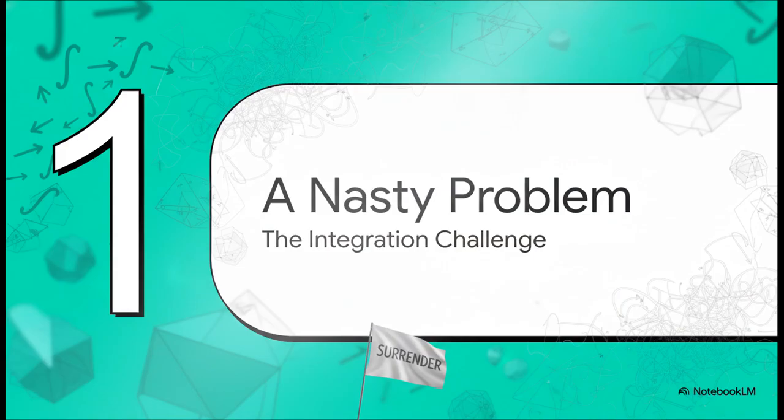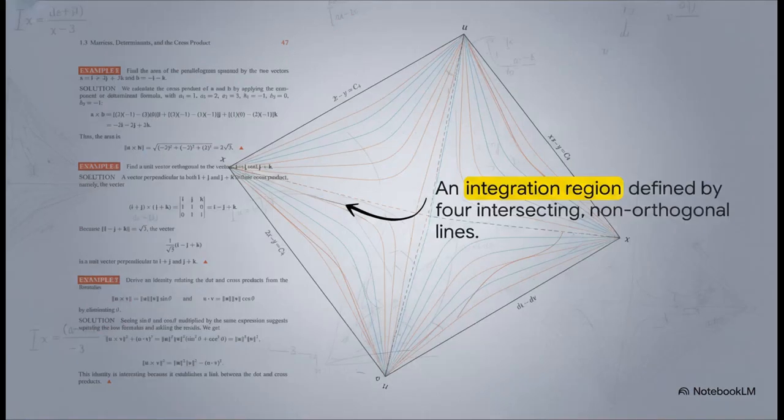You know the type. The kind of problem that makes you look at it and just think, nope, no way. Okay, so here's our mission. We need to calculate a double integral over this thing. It's a parallelogram, sure, but it's slanted and trapped between four different lines. Trying to set up the limits of integration for this guy, it would be a complete mess of splitting it into different regions, just a total algebraic nightmare.